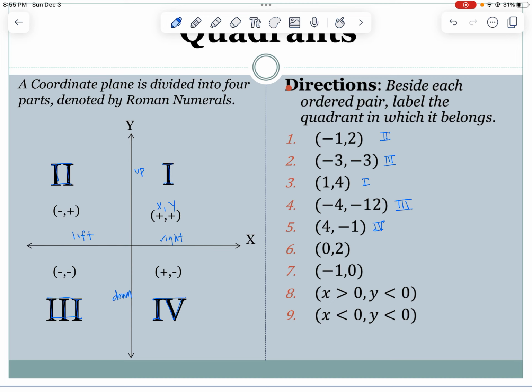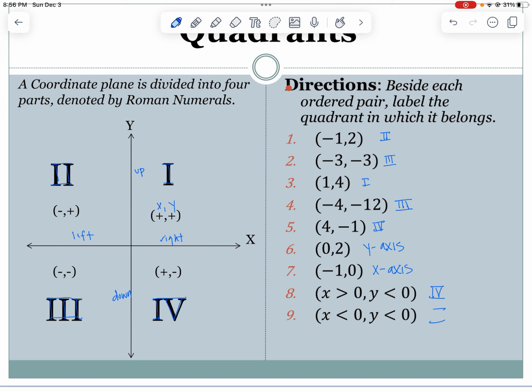0, 2, oh, tricky. Over 0 and up 2, that's just going to be on the y-axis. The point -1, 0, going to the left 1 but up 0, that's going to be on the x-axis. Any x value that's greater than 0, so positive, so anything to the right, but any y value that's negative, so anything to the right and down, that's going to be in quadrant 4. And then anything that is less than 0, so anything negative, that's to the left, and any y value less than 0, that's down. So anything left and down is going to be in quadrant 3.